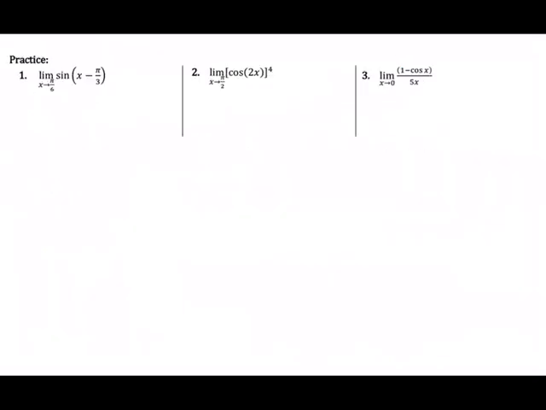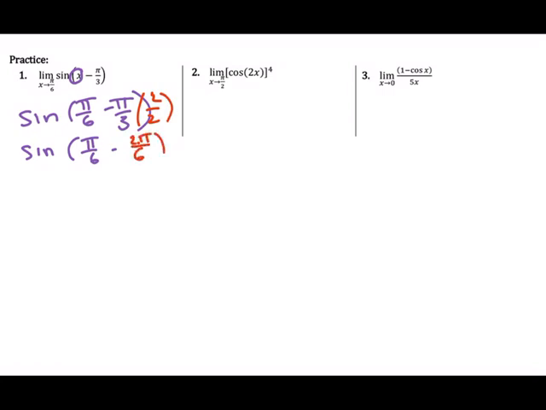Don't forget that the first thing you should always try when looking at a limit is direct substitution. On this problem, direct substitution is going to work just fine. If I put pi over 6 in here, I don't have any issues with indeterminate form. So sine of pi over 6 minus pi over 3. Pi over 6 minus pi over 3, I'm going to rewrite with common denominators. Pi over 6 minus, if I multiply this by 2 over 2, I get 2 pi over 6.